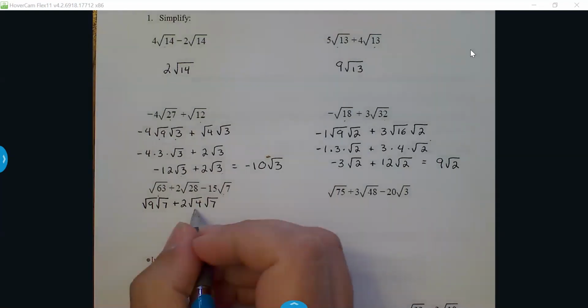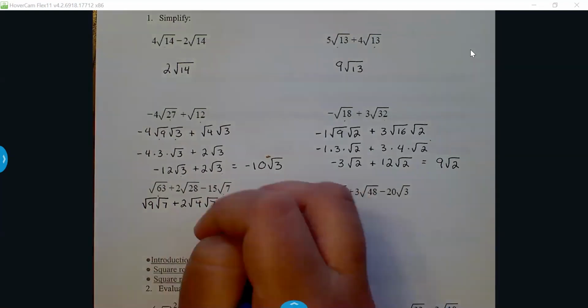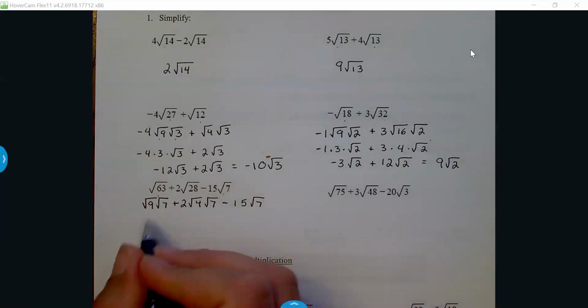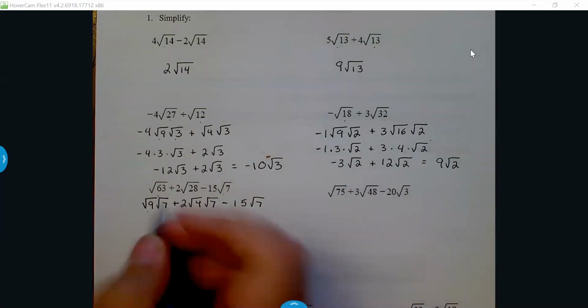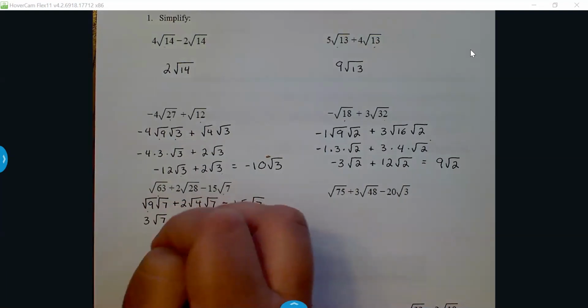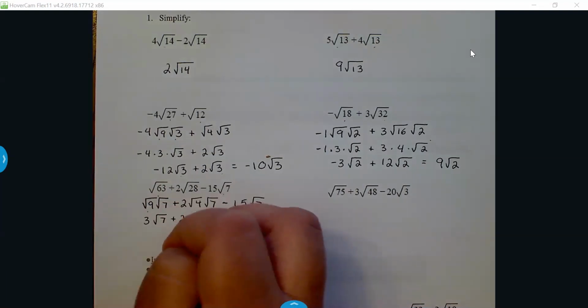So 2 times the square root of 4 times the square root of 7 minus 15 times the square root of 7. So now the square root of 9 is 3. So I have 3 times the square root of 7. The square root of 4 is 2.